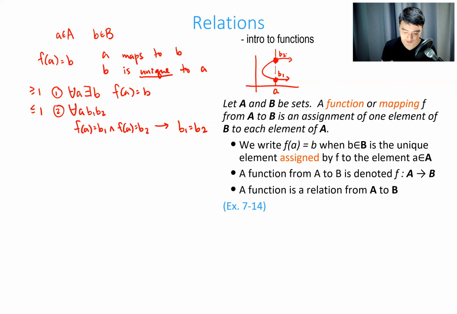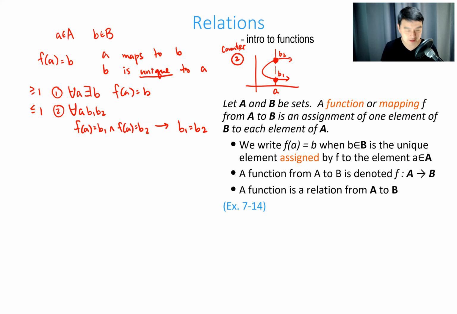You see here, we have A goes to B1, A goes to B2, but B1 and B2 are not equal, right? So there is a counterexample right here. So in this case, this is not a function. So let's say this is our counterexample for number two.